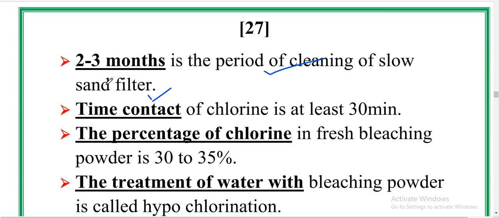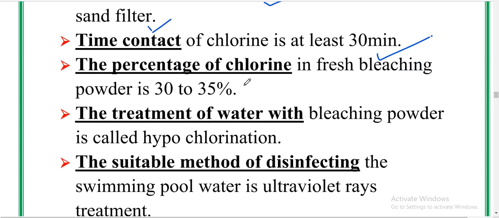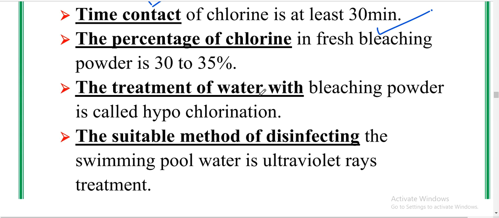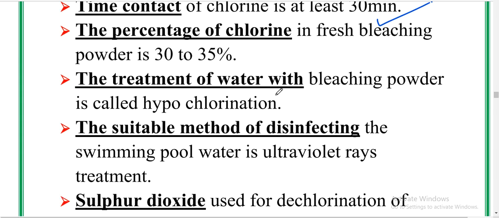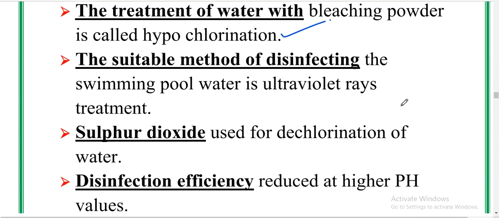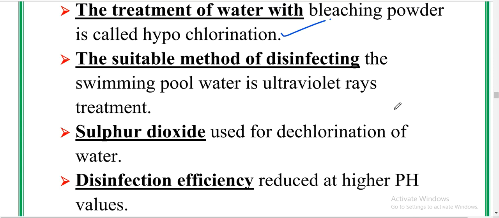Contact time of the chlorine is at least 30 minutes. The percentage of chlorine in fresh bleaching powder is 30 to 35%. The treatment of water with bleaching powder is called hypochlorination. The suitable method of disinfecting swimming pool water is ultraviolet rays treatment.